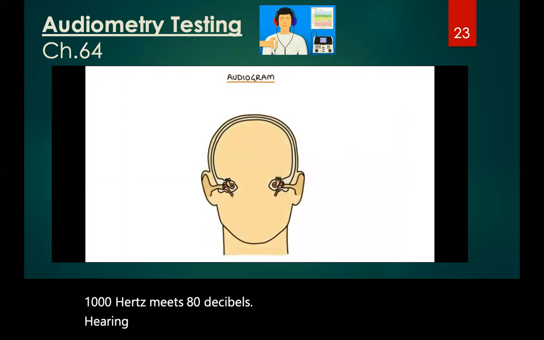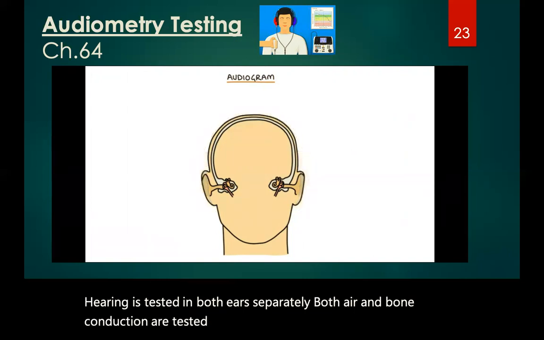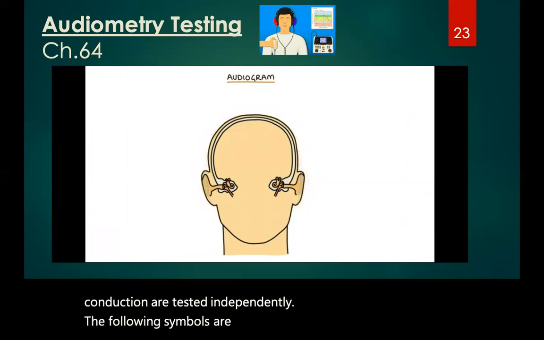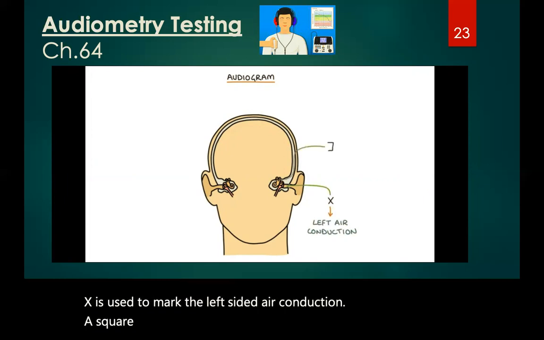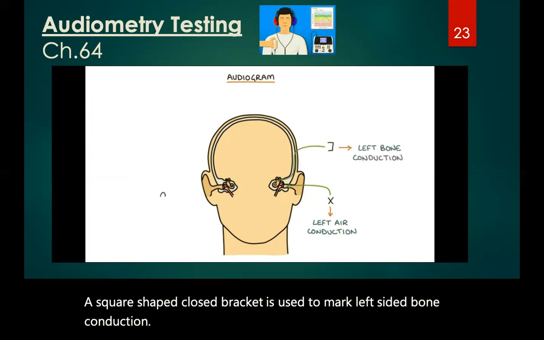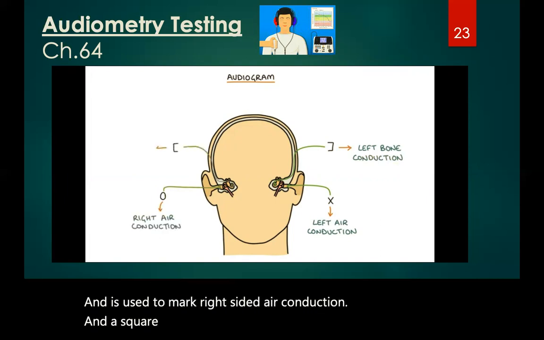Hearing is tested in both ears separately. Both air and bone conduction are tested independently. The following symbols are used to mark each of these separate measurements. X is used to mark the left-sided air conduction. A square-shaped closed bracket is used to mark left-sided bone conduction. An O is used to mark right-sided air conduction. And a square-shaped open bracket symbol is used to mark right-sided bone conduction.